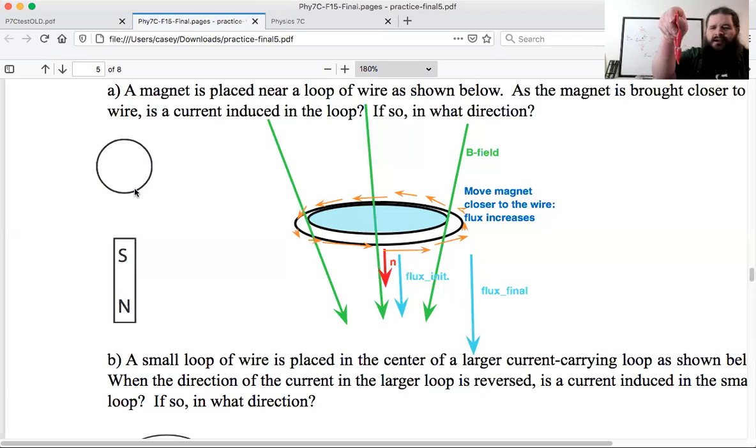If you're talking about any other orientation though, you have to specify: are you looking at it from this side? Are you looking at it from this side? Or if it's arranged like this, are you looking at it from underneath or from above? Because those are going to make a difference in terms of the actual direction.